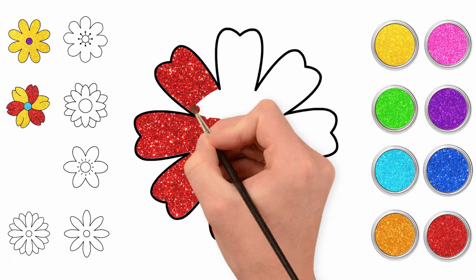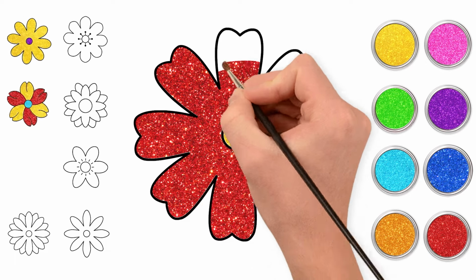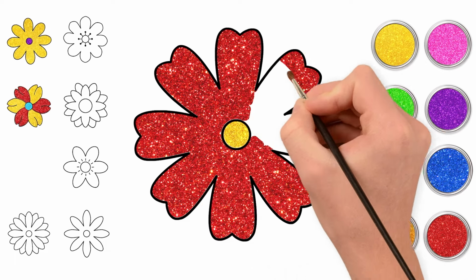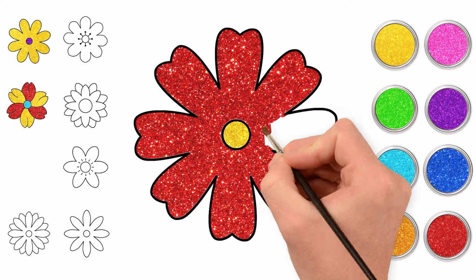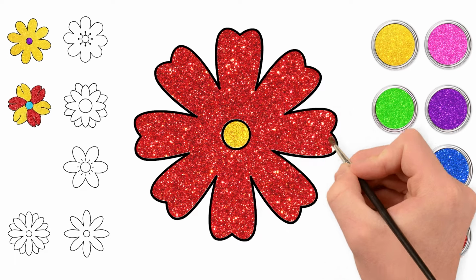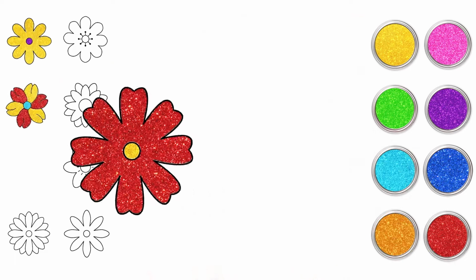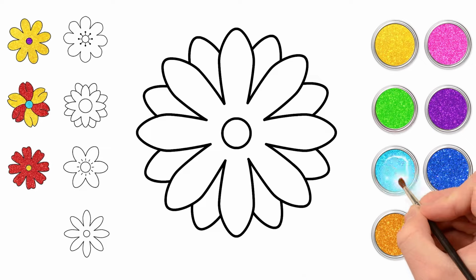Then we've got the marigold. Again, they can come in slightly different shades. And here we're doing a lovely red one with a yellow centre. You can also do different shades of the same colour. It looks beautiful. Daisies, of course, are very popular.